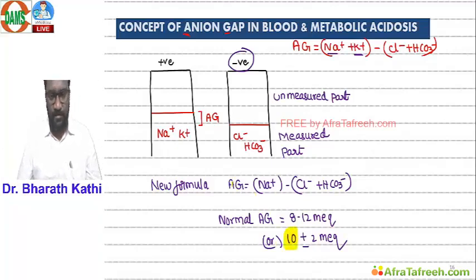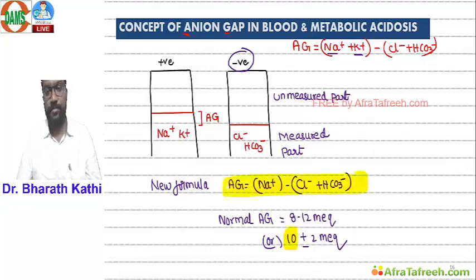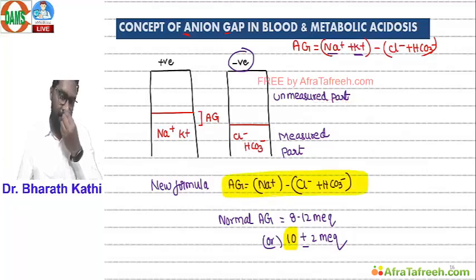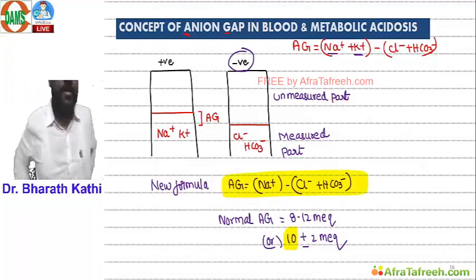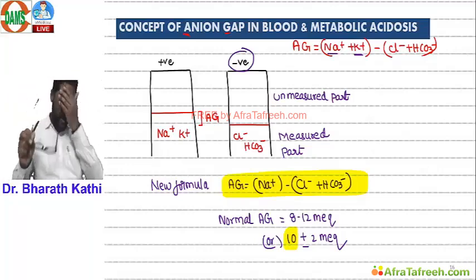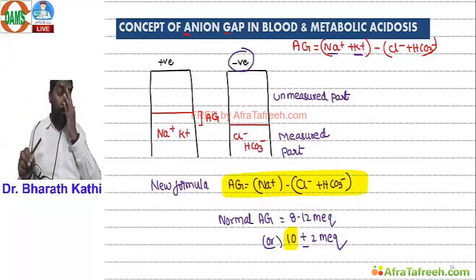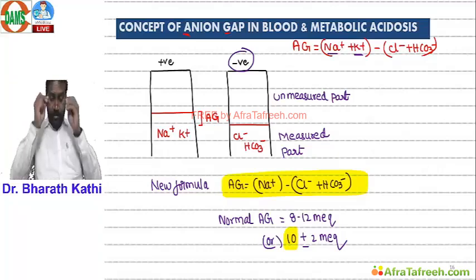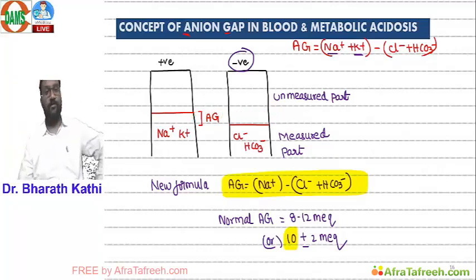So this is something routinely happening in all of our bodies. In all of our bodies, in between measured positives and measured negatives, there is a significant gap. This gap is called the anion gap. Let us see how this anion gap will influence metabolic acidosis.